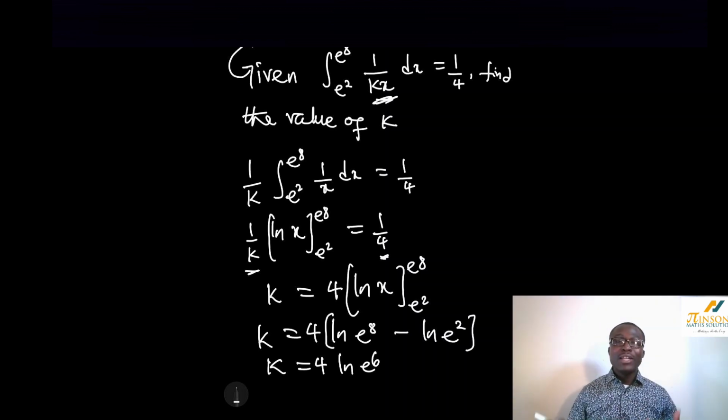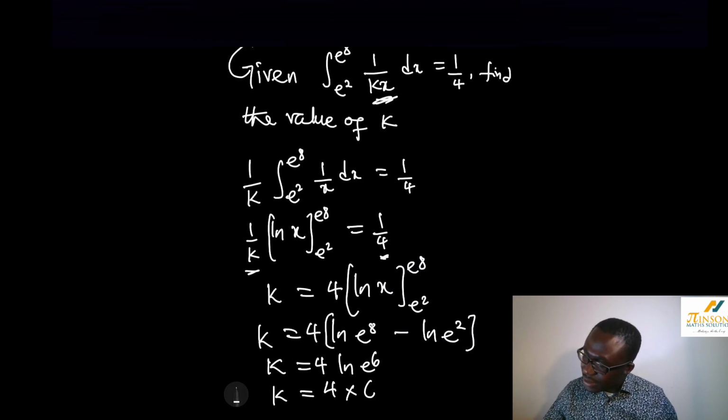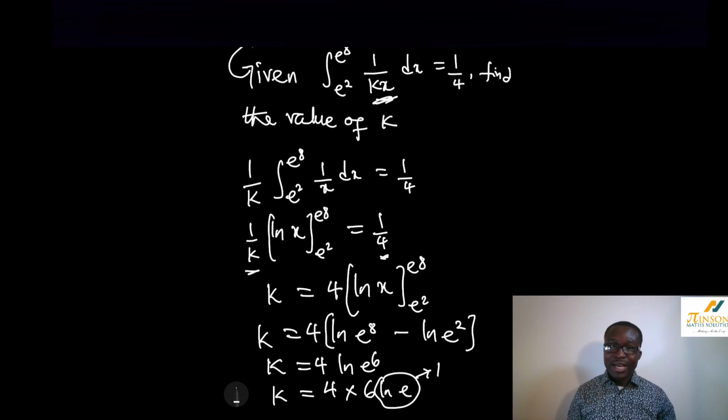Now per the laws of logarithms, remember natural log means log to base e. Okay, so I'm going to use the power law of logarithms. That means I'll have k equals 4 times 6 natural log of e. Now natural log of e, this is just 1. So I technically have 4 times 6, and therefore that means k is 24. 4 times 6 is 24, and that is straightforward, and that's very easy.